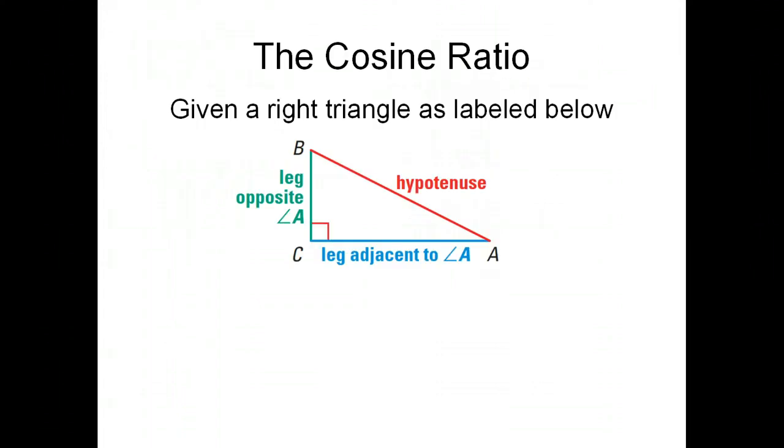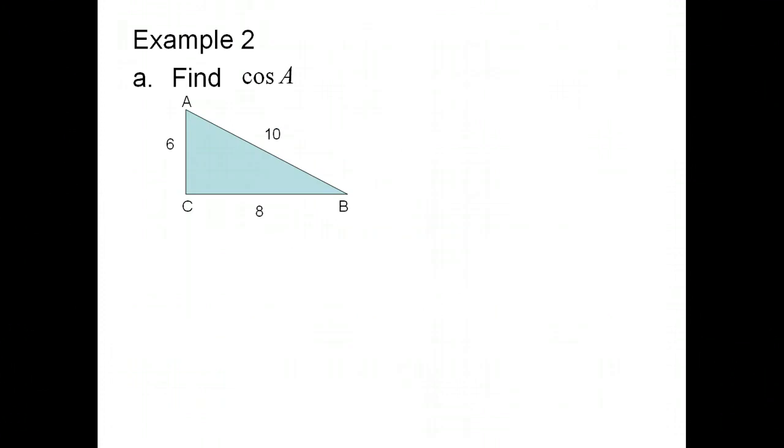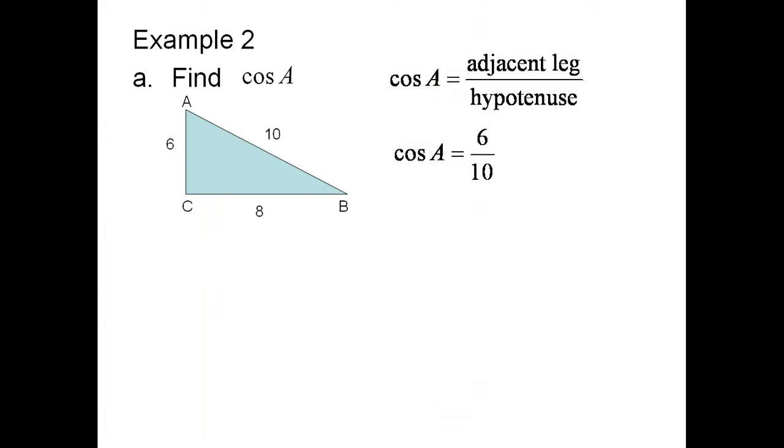The cosine ratio looks at a different relationship. It looks at the relationship between the length of the adjacent leg and the hypotenuse. So in this case, I have AC over AB as the ratio that represents the cosine of A. So to find the cosine of A, I see that A is at the top. For cosine, I want the adjacent leg, which is AC, or a measure of 6, over the hypotenuse, which is 10. So that is 3/5, or 0.6.